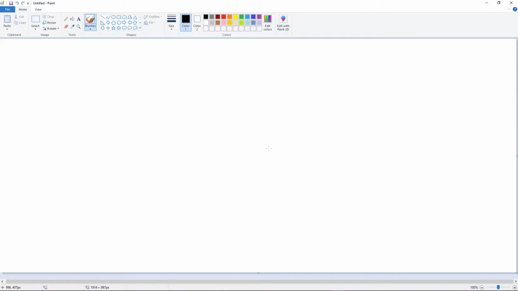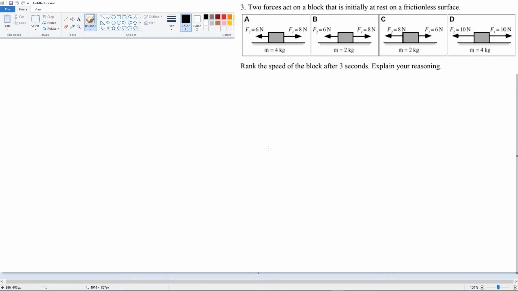Alright, question 3 says, 2 forces act on a block that is initially at rest on a frictionless surface. Rank the speed after 3 seconds. Explain your reasoning. So, I'll just start off with the answer and explain. So the answer is that block B is equal to block C, which is greater than A, which is greater than D.